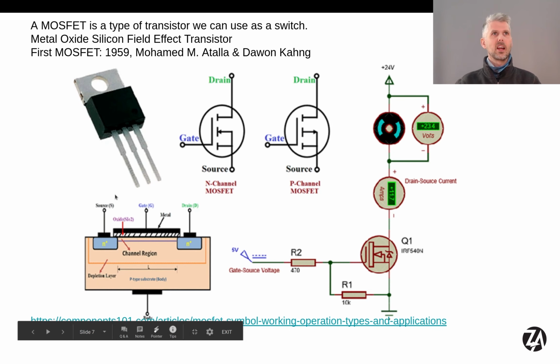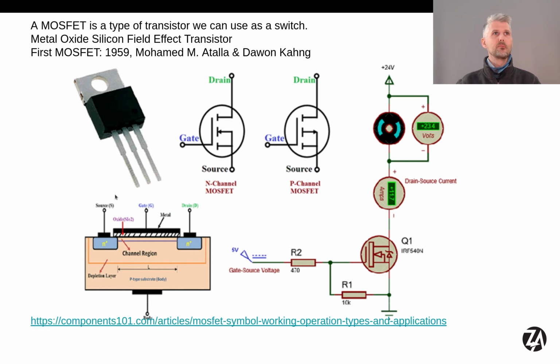So what is a MOSFET? It stands for metal oxide silicon field effect transistor, which is a bit of a mouthful, but it's a type of transistor attributed to two people in '59. These are the circuit symbols. If you're a maker or an electronic engineer, you'll definitely recognize these.